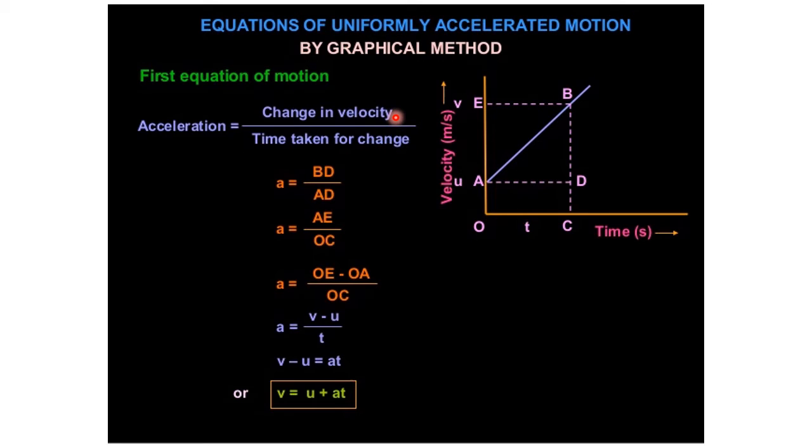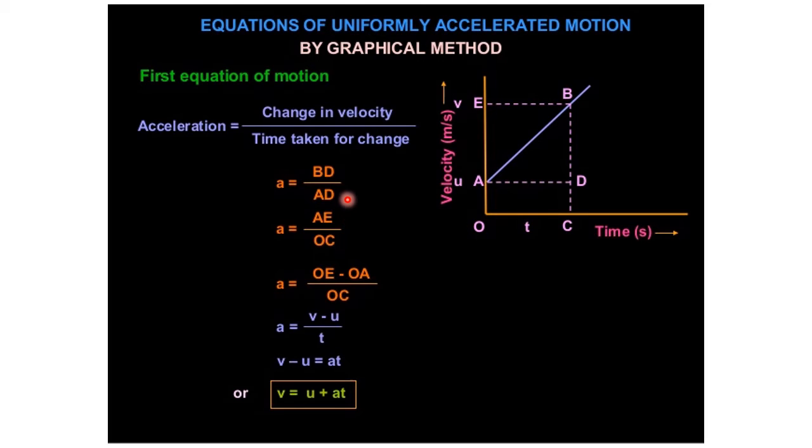Change in velocity means, from A it reached B, so this whole part was the velocity change. So we will write BD divided by the time taken for the change, which is AD. Can you see this part? AD. And in the second one, instead of BD they have written AE. Why? Because BD is parallel to EA, that is why in the second equation they have changed BD to AE.